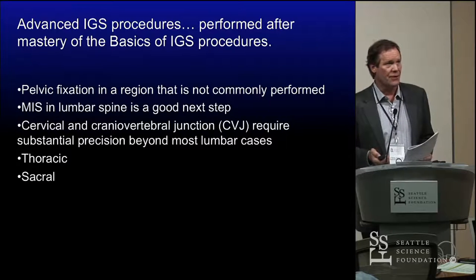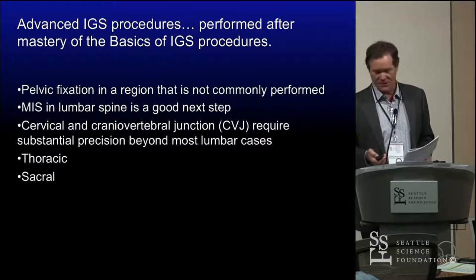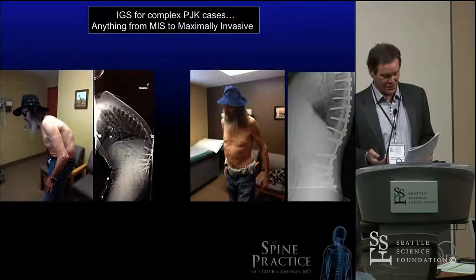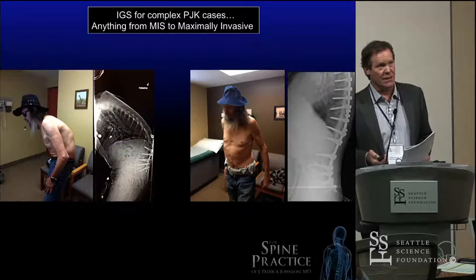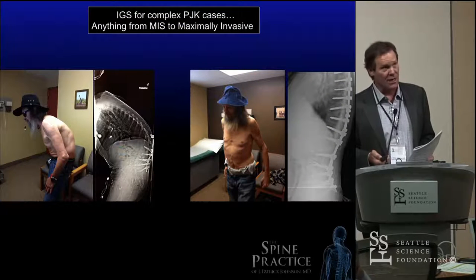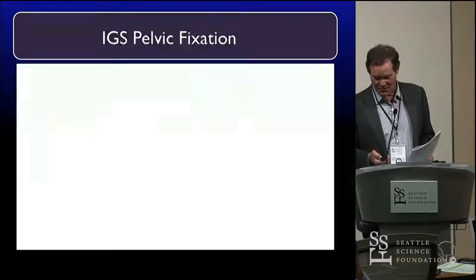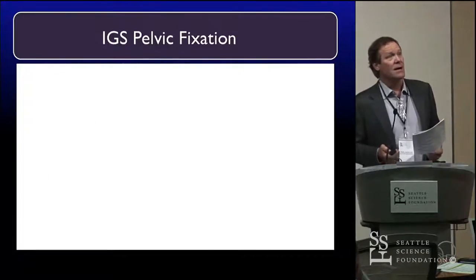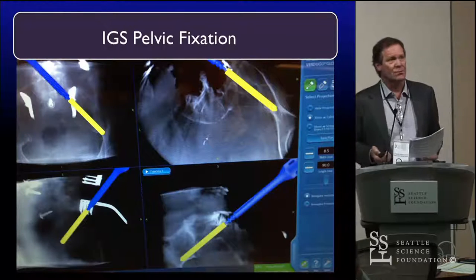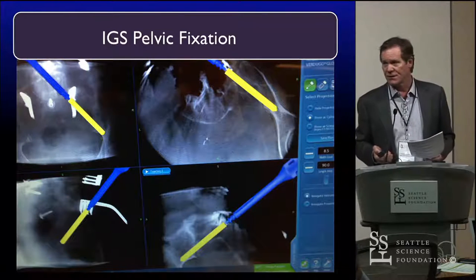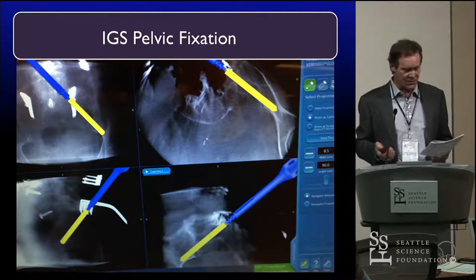Craniocervical junction, craniovertebral junction, all these places are very high risk cases. Here's a guy with a PJK problem who comes out of my clinic in Montana, believe it or not. This is where the pelvic fixation is really essential. These are just some of the places where, in my view, you have to do this to do it reliably.